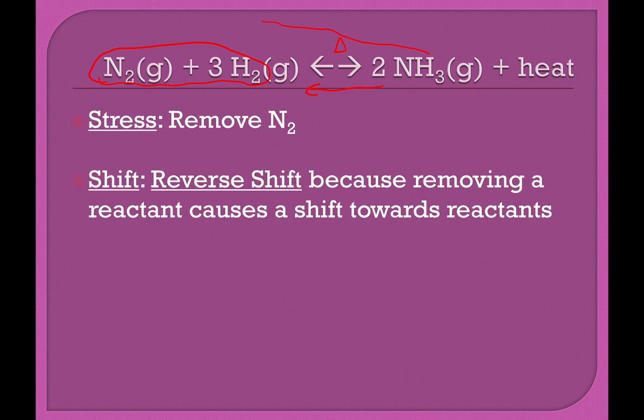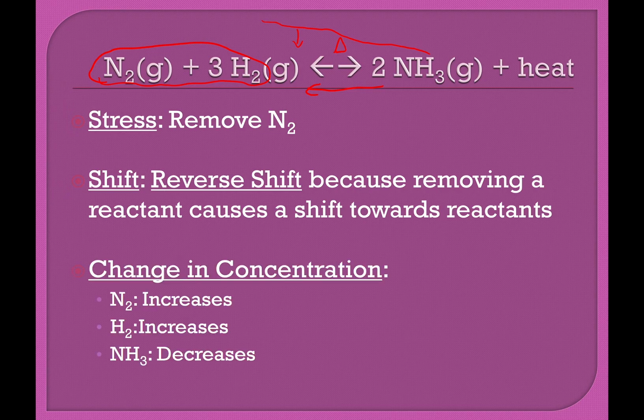So this would be a reverse shift or a left shift, because when you remove reactant, we cause a shift towards reactants. We have to shift to the left in order to bring this seesaw back down. We've got to put more stuff on that side, and that would be a reverse shift. During a reverse shift, nitrogen will increase and hydrogen will increase as we decompose ammonia to make more N2 and more H2. So then NH3 is going to decrease. So we're shifting left. Reverse reaction occurs faster. And the reverse reaction is decomposition of ammonia to form nitrogen and hydrogen.